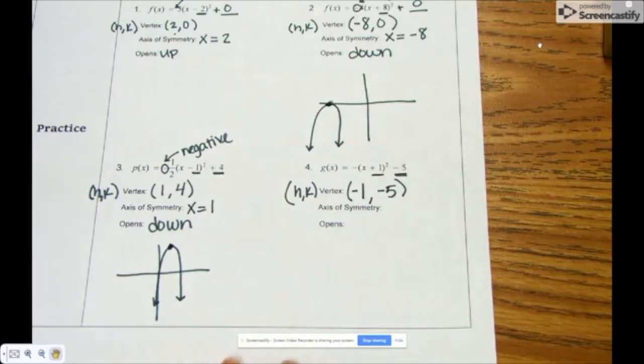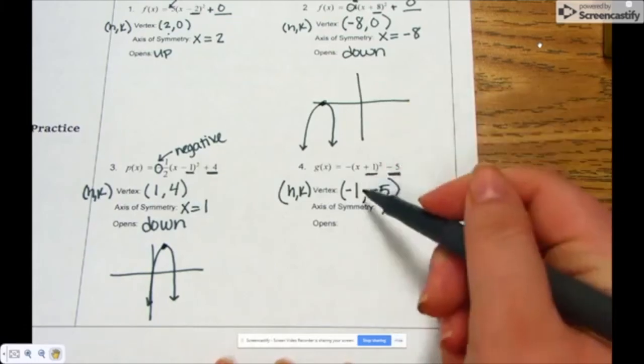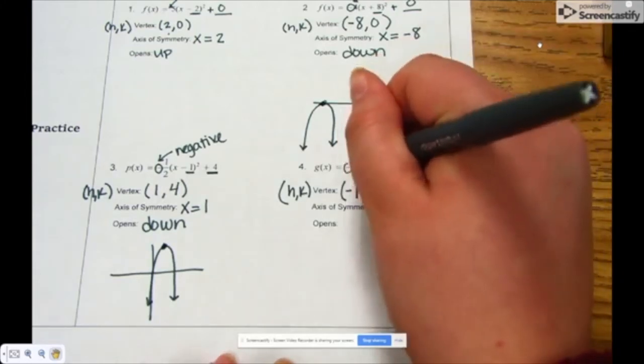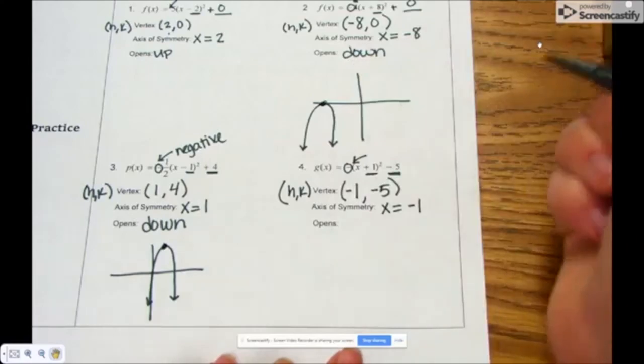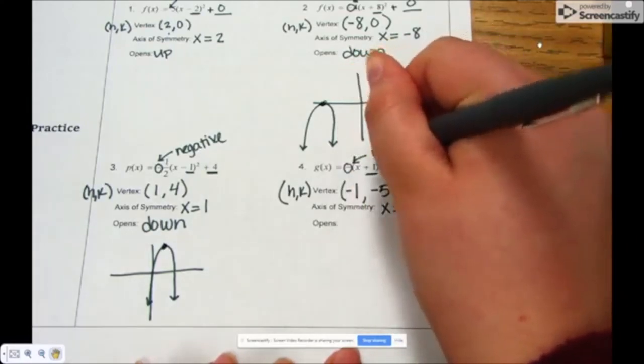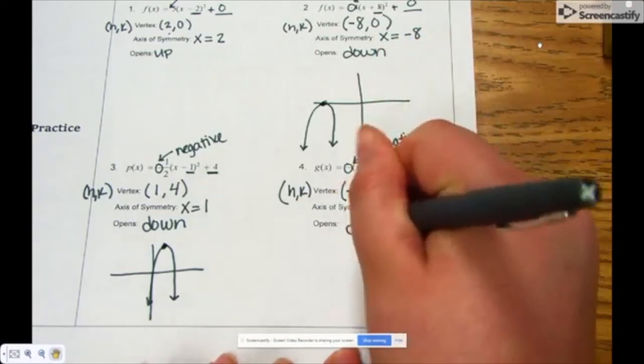Then we want to look at our axis of symmetry. Our axis of symmetry is x equals our x value, which is -1. And then we look at the sign before the parentheses at the very beginning to see if it's going to open up or open down. Because it's negative, it's going to open down.